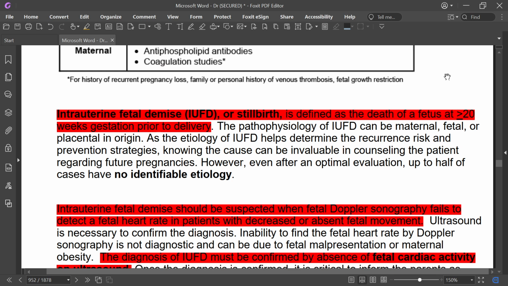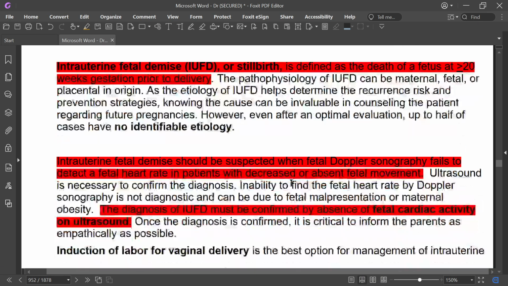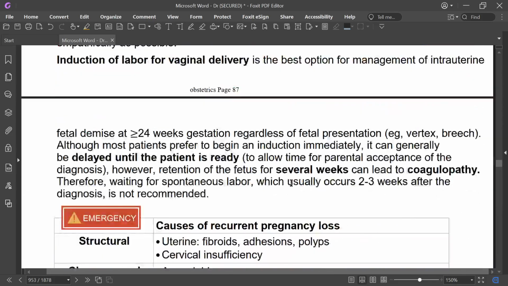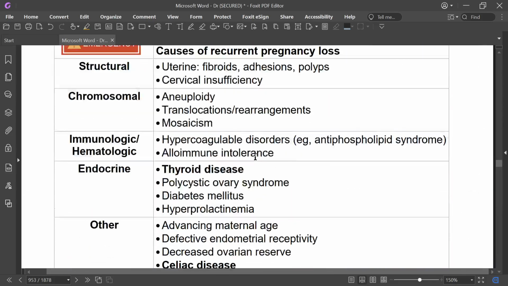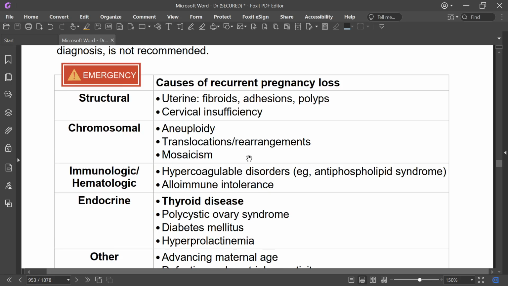Intrauterine fetal demise or stillbirth is defined as death of the fetus more than 20 weeks of gestation but prior to delivery. It should be suspected when fetal Doppler ultrasound fails to detect a fetal heart rate with decreased or absent fetal movement. Causes of recurrent pregnancy loss, very high yield.